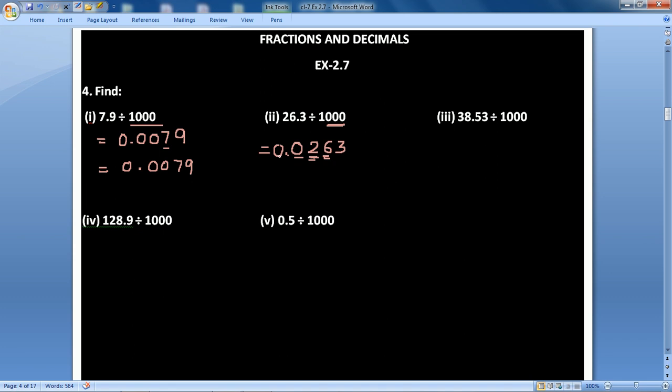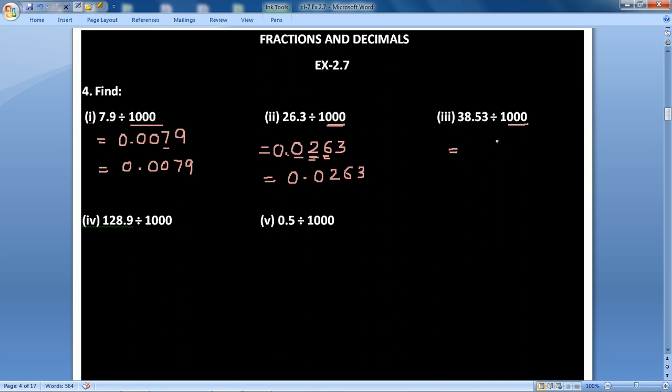So the answer is 0.0263. Now third part, 38.53 divided by 1000. 1000 means over 1 there are 3 zeros. So we have to shift the decimal point 3 digits towards left.